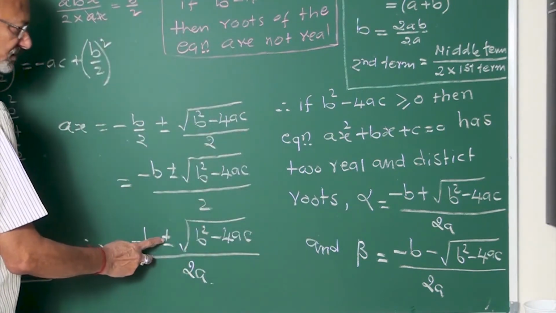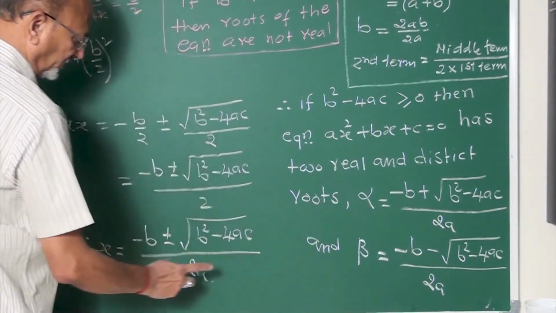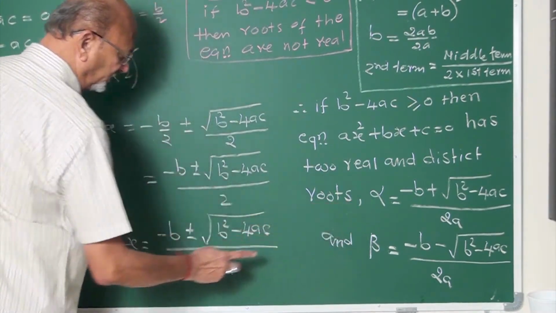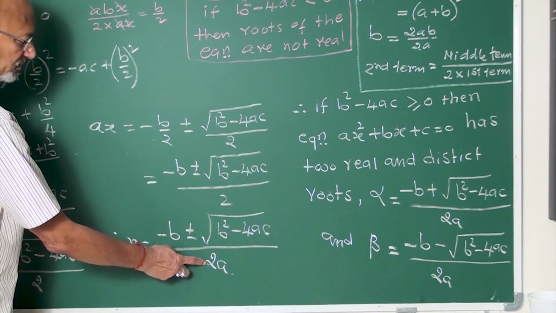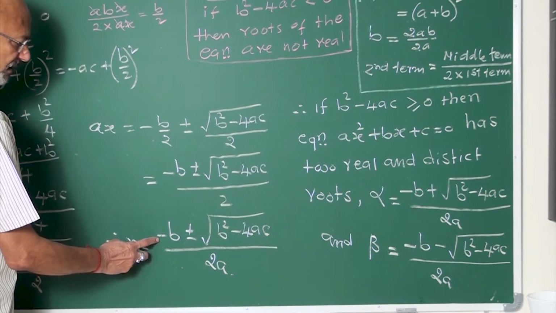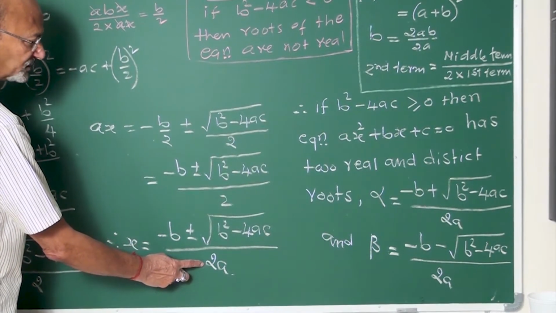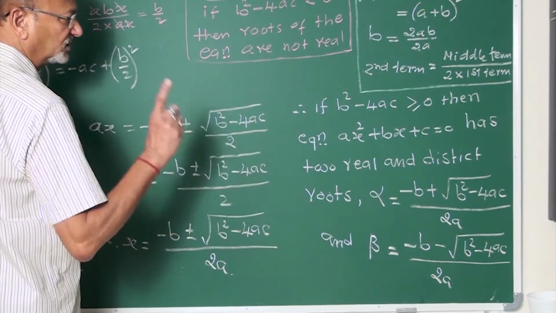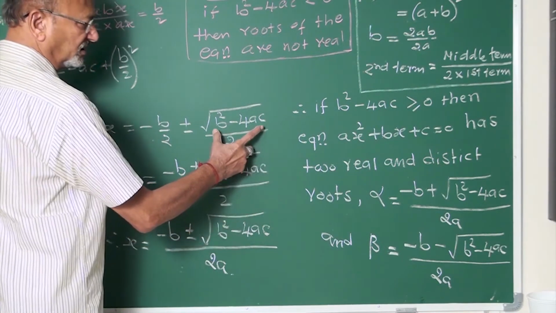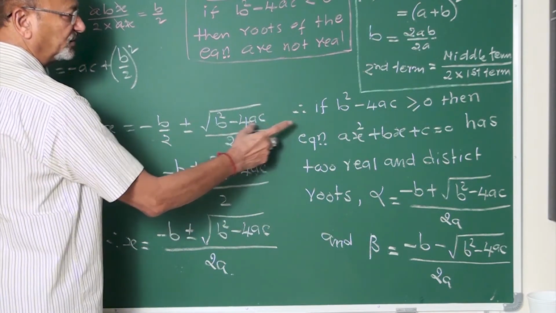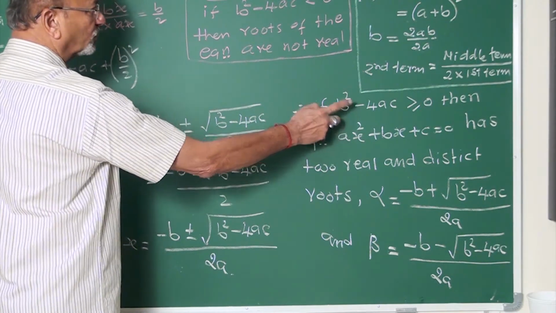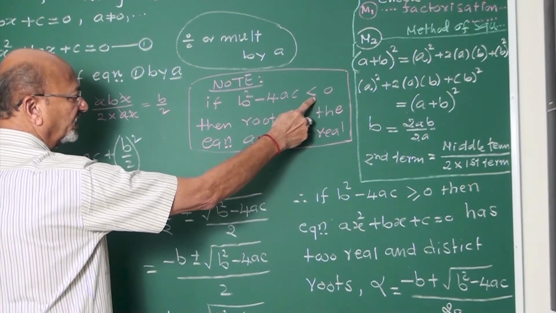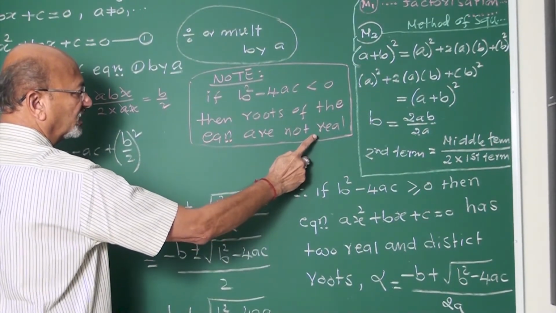One root with plus, I denote by the letter alpha. Another root with minus, I denote the second root by Beta. So alpha is minus B plus square root divided by 2A. Beta is minus B minus square root of B square minus 4AC upon 2A. These are the 2 roots, real and distinct, under the condition. What is that condition? The expression B square minus 4AC must be greater than or equal to 0. If B square minus 4AC is negative, then the roots of this equation are not real.